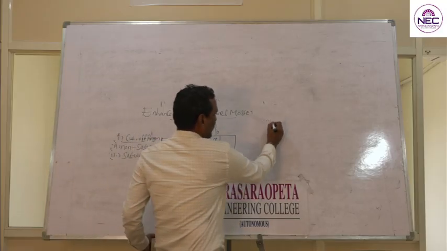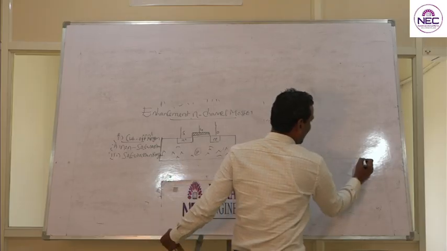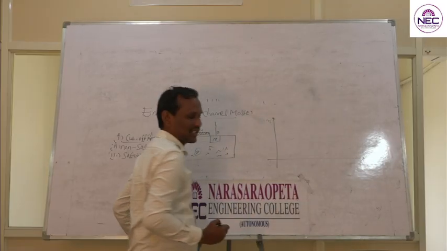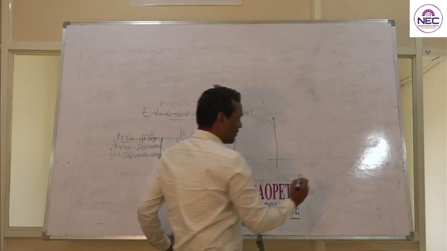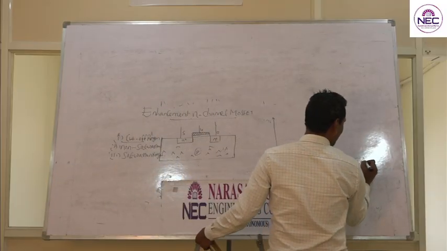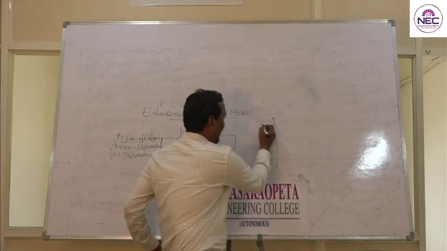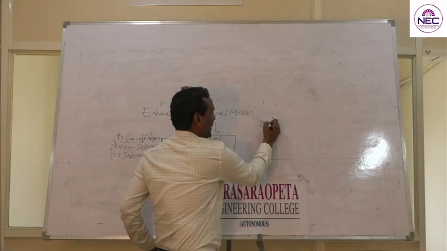Basically, these output characteristics are drawn between VDS versus IDS, with VDS in volts and IDS in milliamperes.